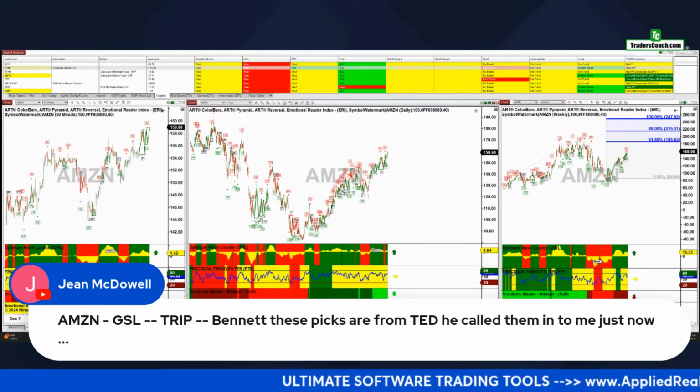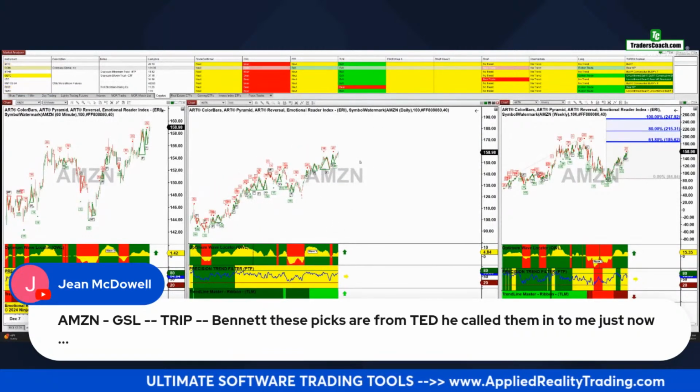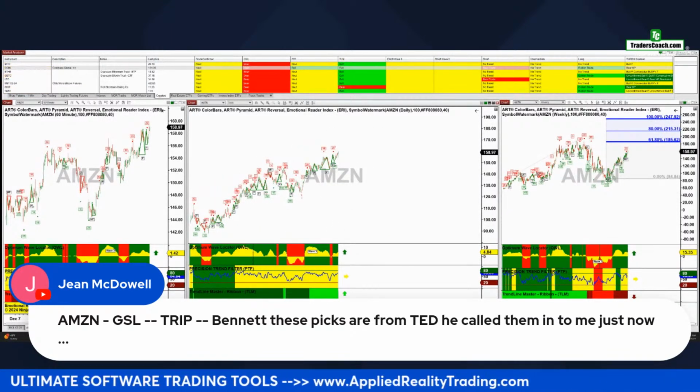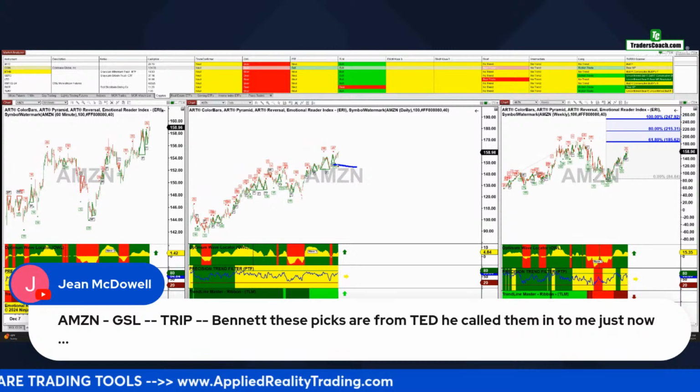If you're in it and you want to take advantage of your swing trade, well, then by all means have your stop right below our pyramid stop point here.